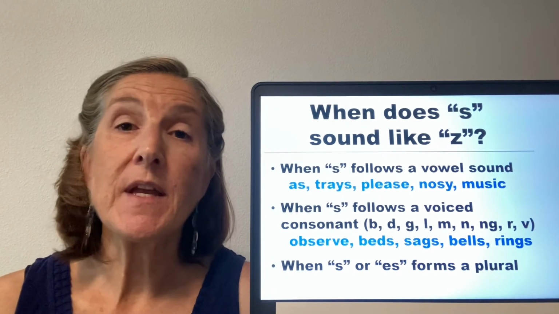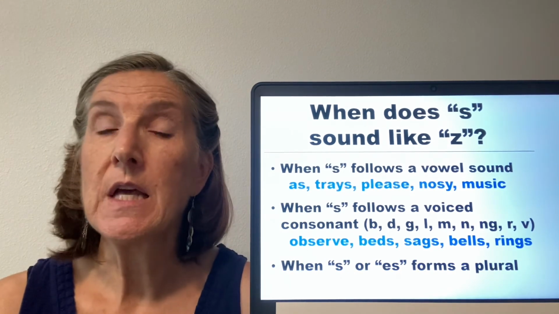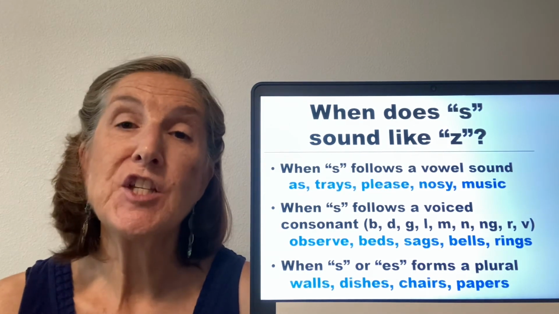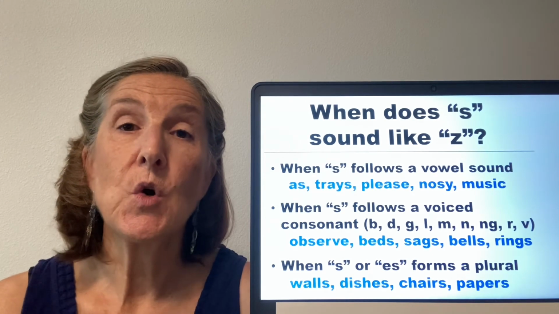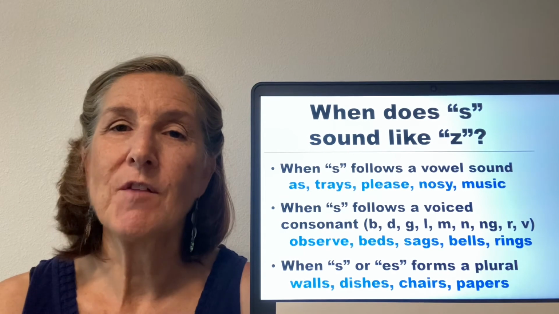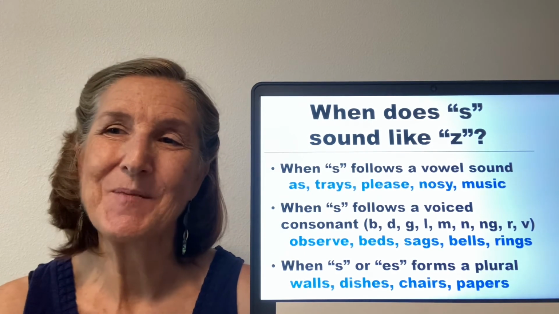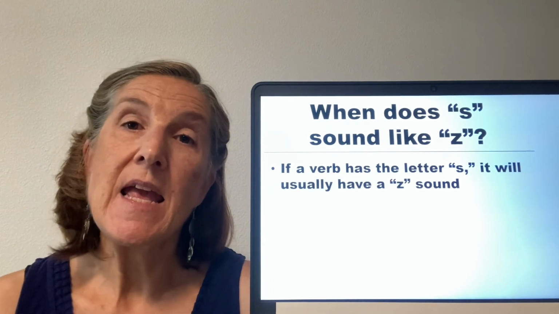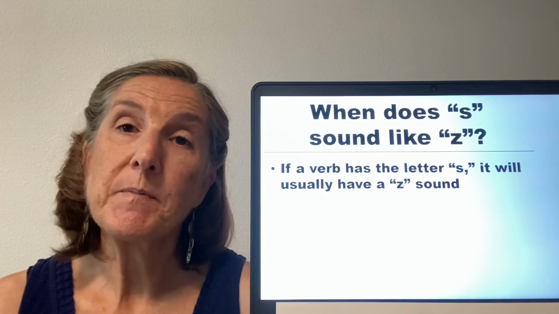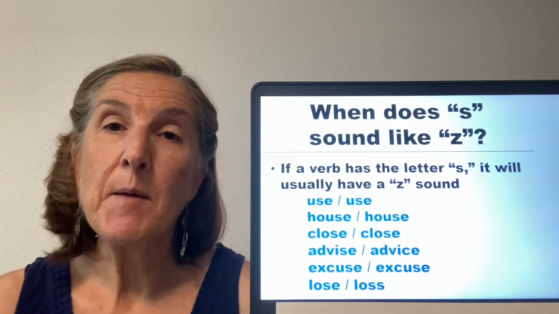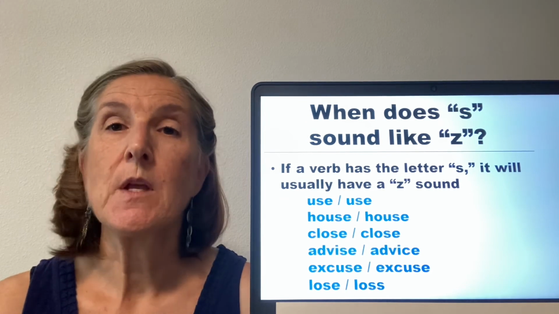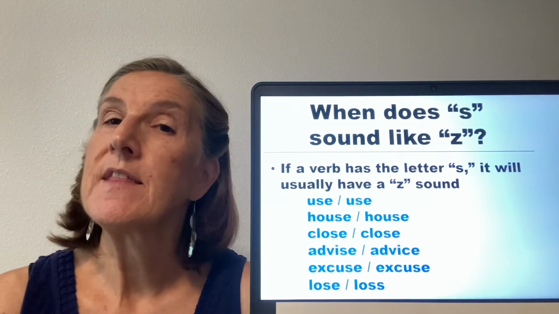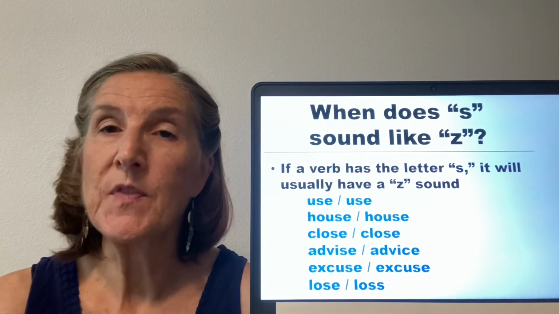And when S or ES is used to make a plural, it will usually form that Z sound, as in walls, dishes, chairs, or papers. All of those have that Z sound at the end. Now, S will also sound like a Z if it is in a verb. So here are some examples of noun-verb pairs where we have the verb sound first with a Z and the noun word second with that S.